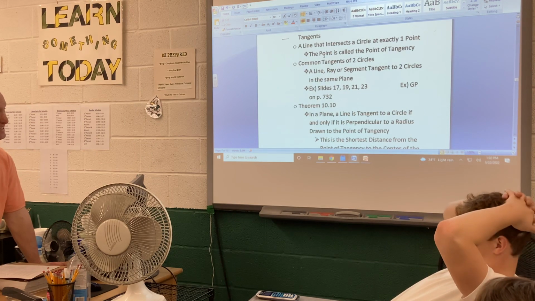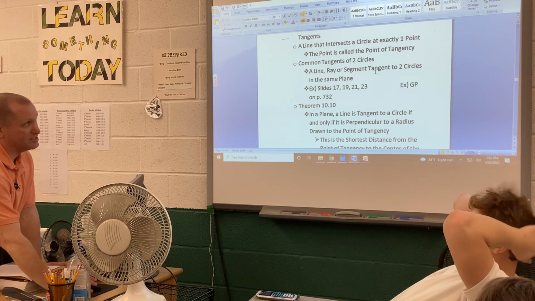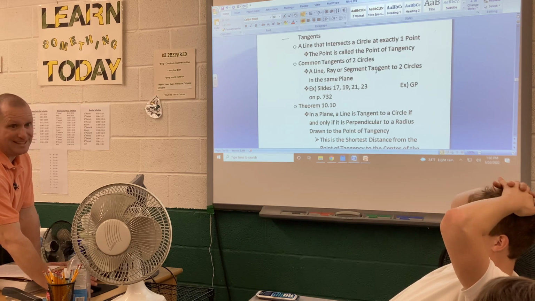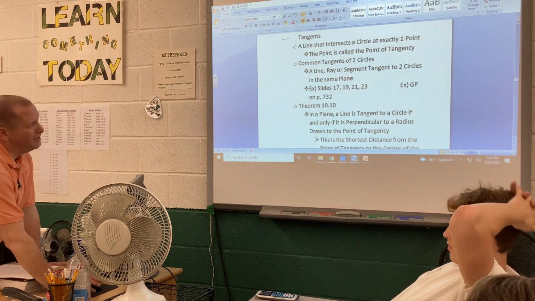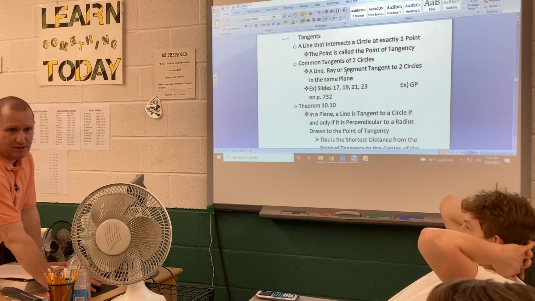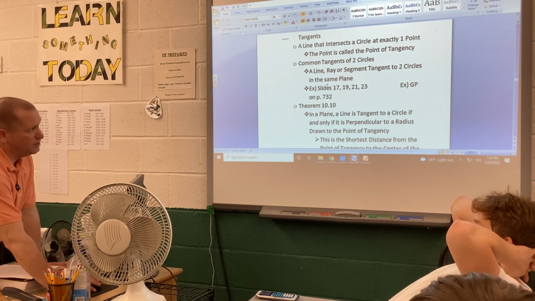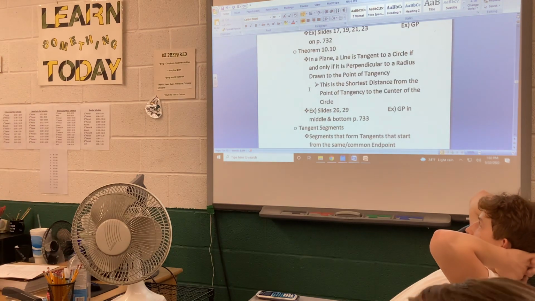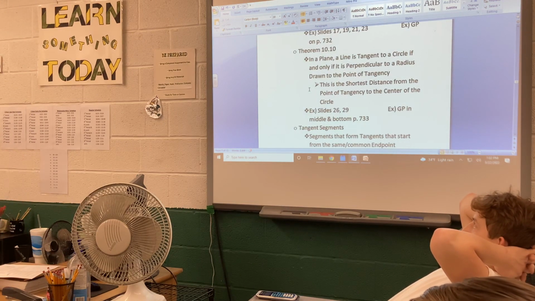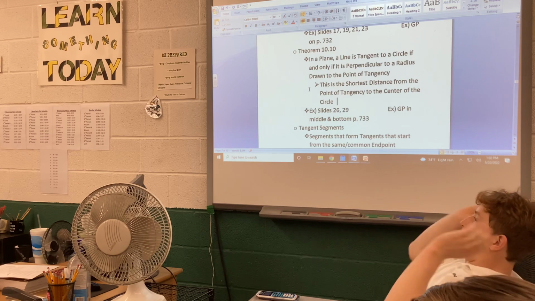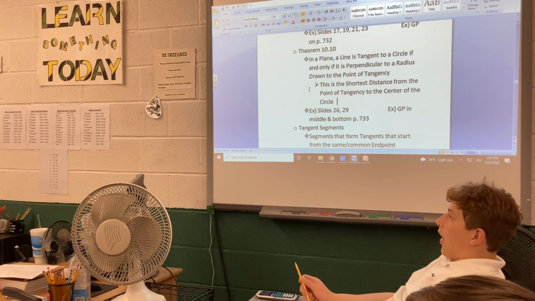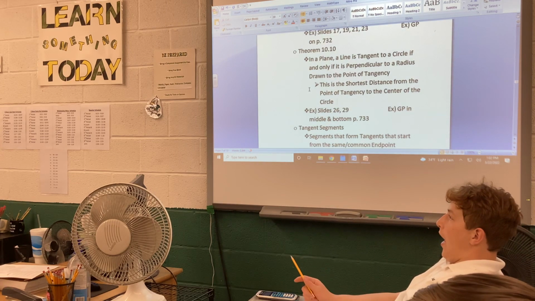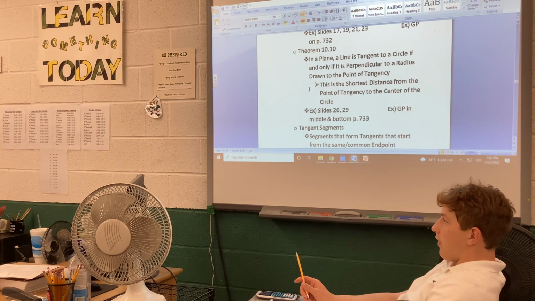Okay, so that only applies to common tangents. Common tangents could be a line, ray, or a segment in the same plane. So it's kind of a weird definition. I agree, and that's the confusion. He said, well, why can't I just draw a segment straight across the middle of the two circles, and then just have a segment and a segment, my endpoints being on the circle.